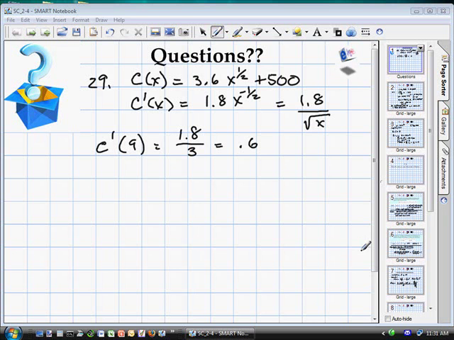Okay, questions. Last time we had rates. Average rate of change, instantaneous rate of change, 2.3. Number 11. Okay, what's going on with 11?